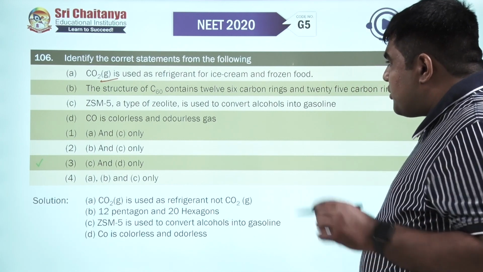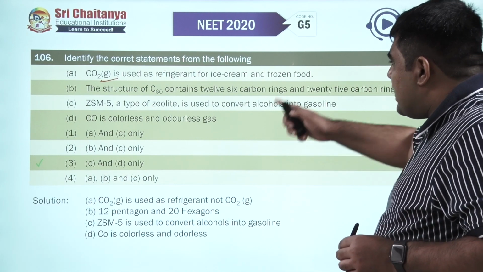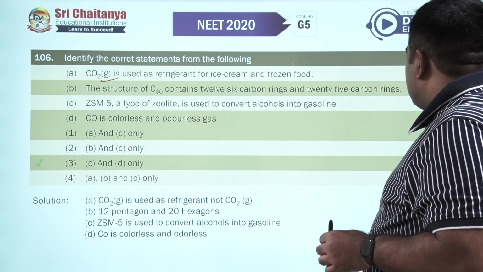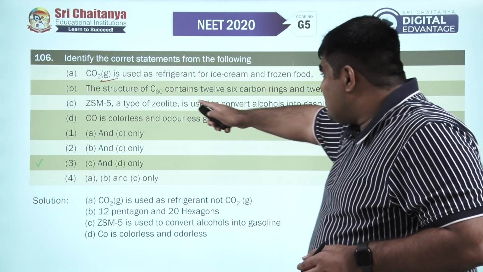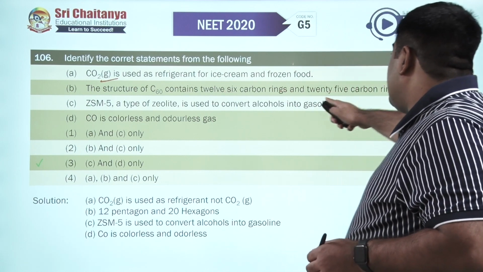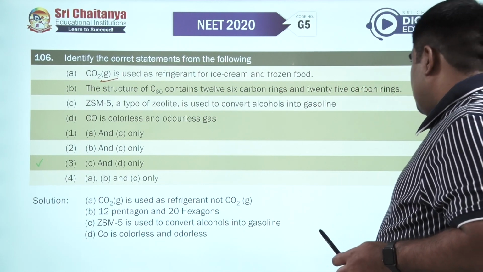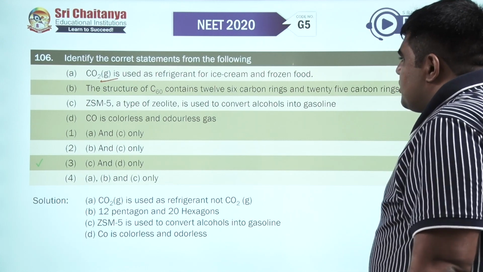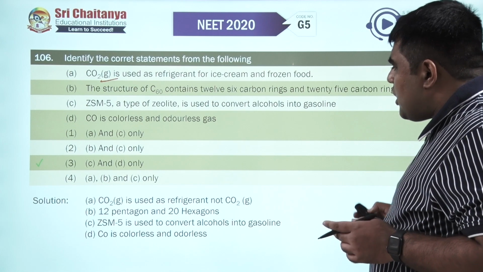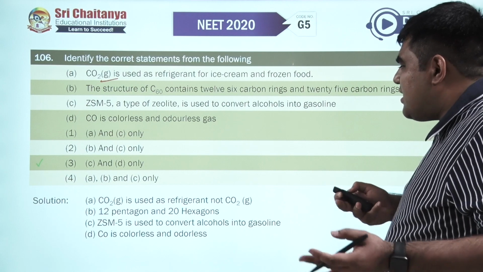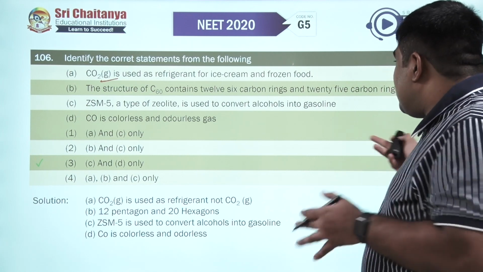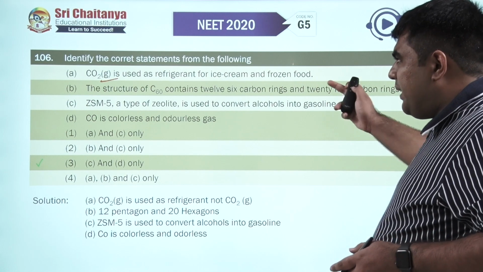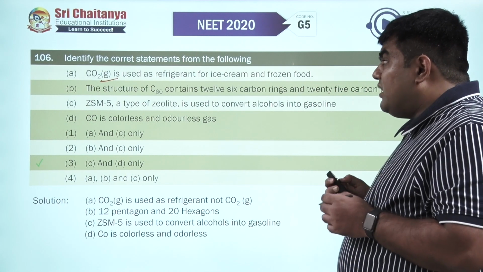For B, the structure of C60 contains 12 carbon rings and 25 5-member rings. So basically it is 12 6-member rings and 25 5-member rings. This is also not correct because it has 12 pentagons, but it has 20 hexagons instead of 25. So B is incorrect, A is also incorrect.